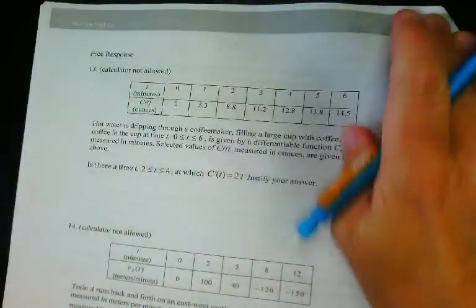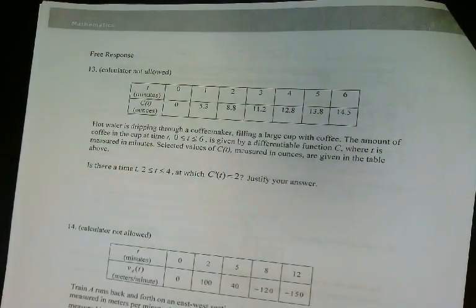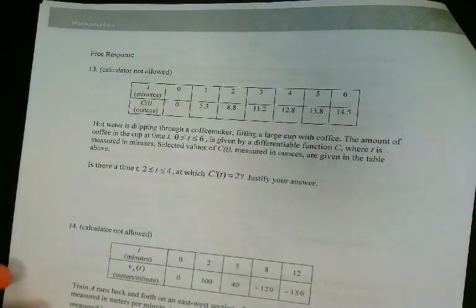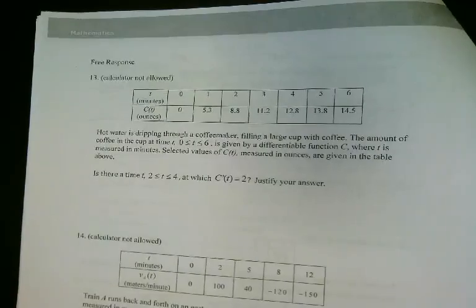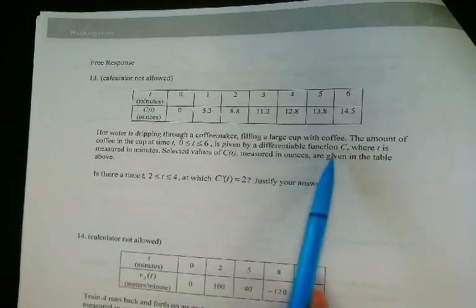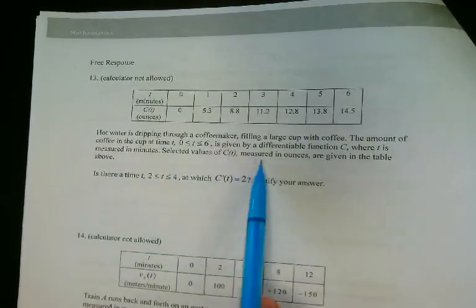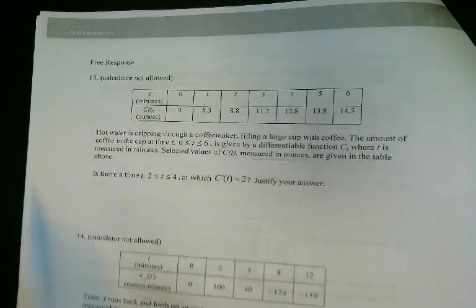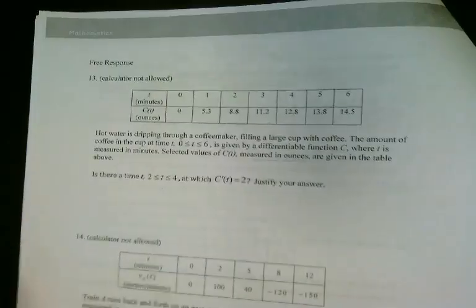All right, let's try some short answer type questions. Number 13. So these are from all old free response questions. Hot water is dripping through a coffee maker, filling a large cup with coffee. The amount of coffee in the cup is given by this differentiable function c, where t is measured in minutes. Selected values of c of t measured in ounces are given in the table above. So this was like a part C to a question. Is there a time between 2 and 4 at which c prime of t has to equal 2?